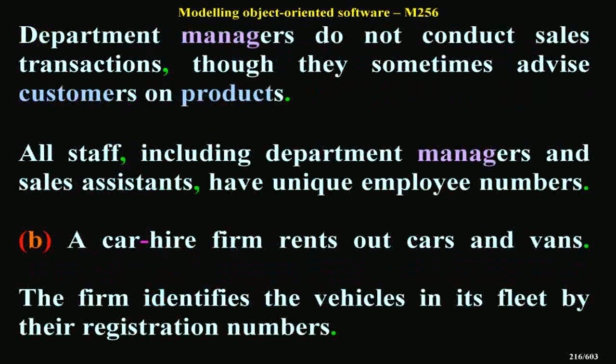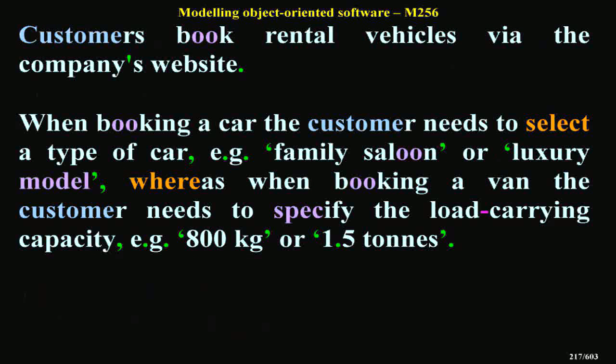A car hire firm rents out cars and vans. The firm identifies the vehicles in its fleet by their registration numbers. Customers book rental vehicles via the company's website. When booking a car, the customer needs to select a type of car, e.g., family saloon or luxury model, whereas when booking a van the customer needs to specify the load carrying capacity, e.g., 800 kilograms or 1.5 tons.